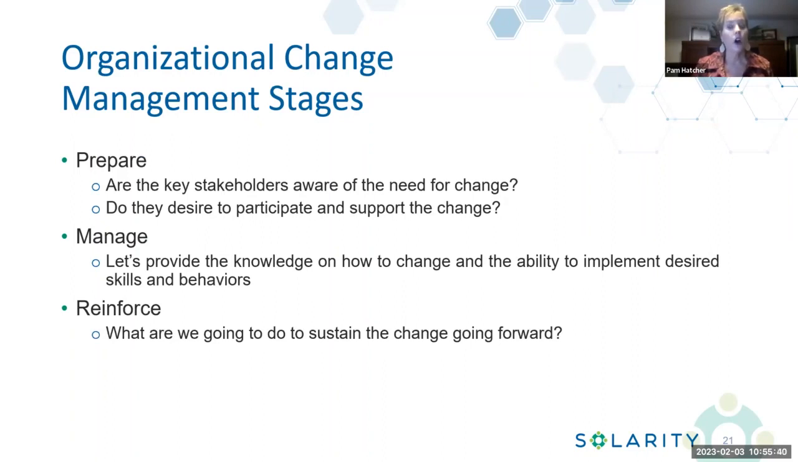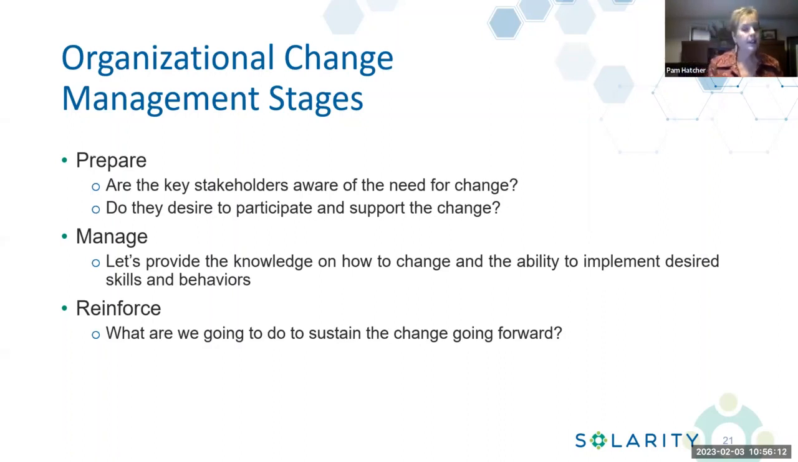So are the stakeholders aware that there even needs to be a change, and how have you made them aware or prepared them that a change is coming? Do they even desire it at all? Are they going to participate and support it, or are they going to be totally against it? So draw that out and make sure that you understand that from the get-go as part of the whole framework, project or business analyst roles, and then managing that.